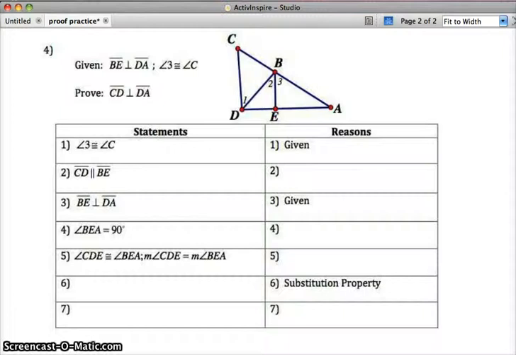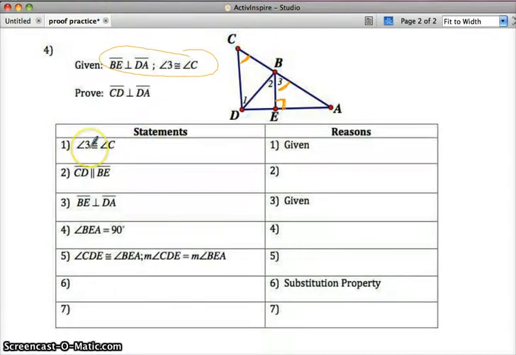Okay, again, let's follow the same pattern. Look at the given and mark the diagram accordingly. Segment BE is perpendicular to segment DA. So I'm going to mark this corner angle to show me that that's perpendicular, meaning that angle is 90 degrees. Angle 3 is congruent to angle C. So I'm going to mark these so that I know both of these are congruent to each other. Okay, let's go through the proof.